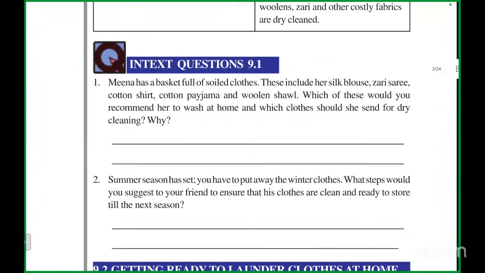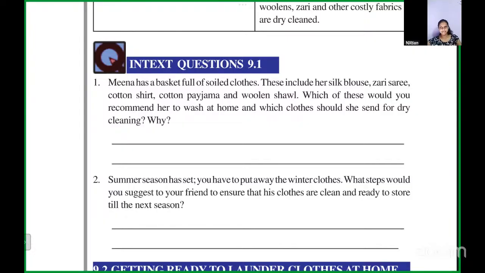Okay. We have intext questions 9.1. Meena has a basket full of soiled clothes. These include her silk blouse, zari sari, cotton shirt, cotton pajama, and woolen shawl. Which of these would you recommend her to wash at home, and which clothes should she send for dry cleaning? Amis will tell which clothes she will wash at home, and Megan will tell which clothes she will send for dry cleaning.